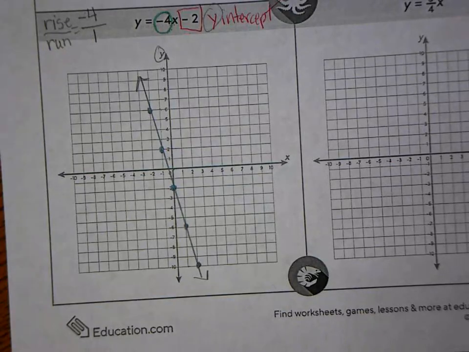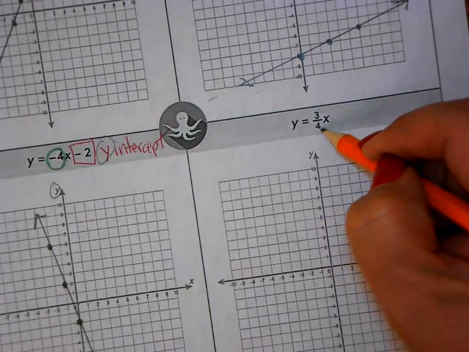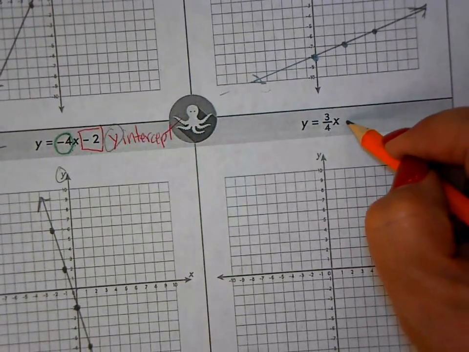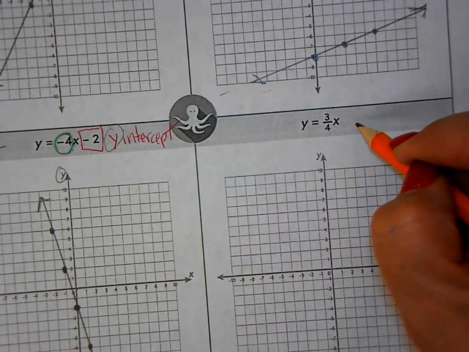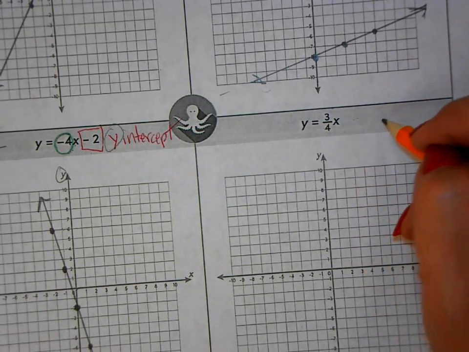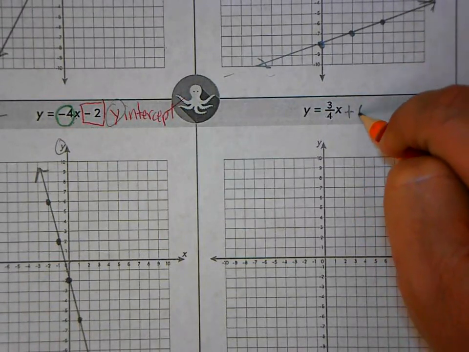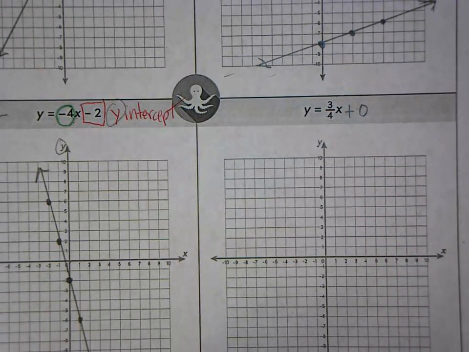And the next one, I think we just had, oh yeah, we had number 8. So y equals 3 over 4x. Now, there's nothing there. There's no number there for the y-intercept. So when you don't see anything there, it will always be 0, because we don't ever write our equation like this. You won't ever see it that way.